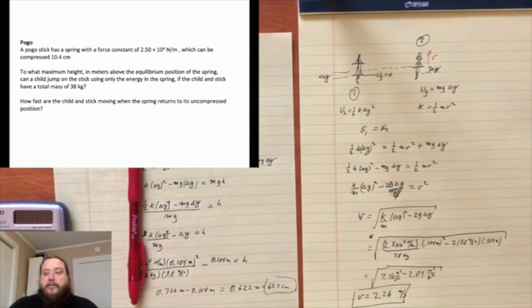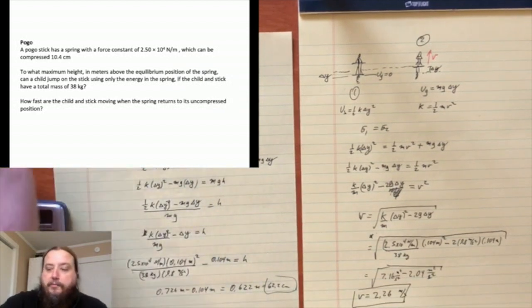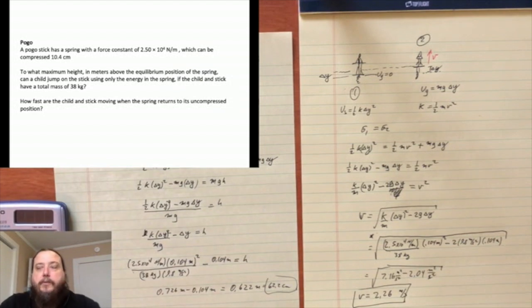All right, so again, the trick here with these vertical spring problems is to make sure we are very careful about wherever we pick to be the 0 point of gravitational potential energy, and make sure that we understand how, as the spring relaxes, the gravitational potential energy also has to come into effect.